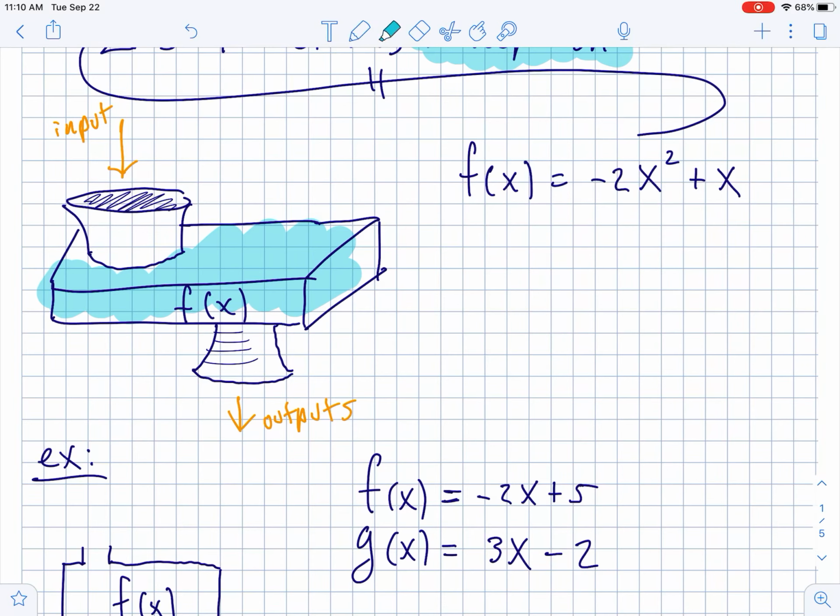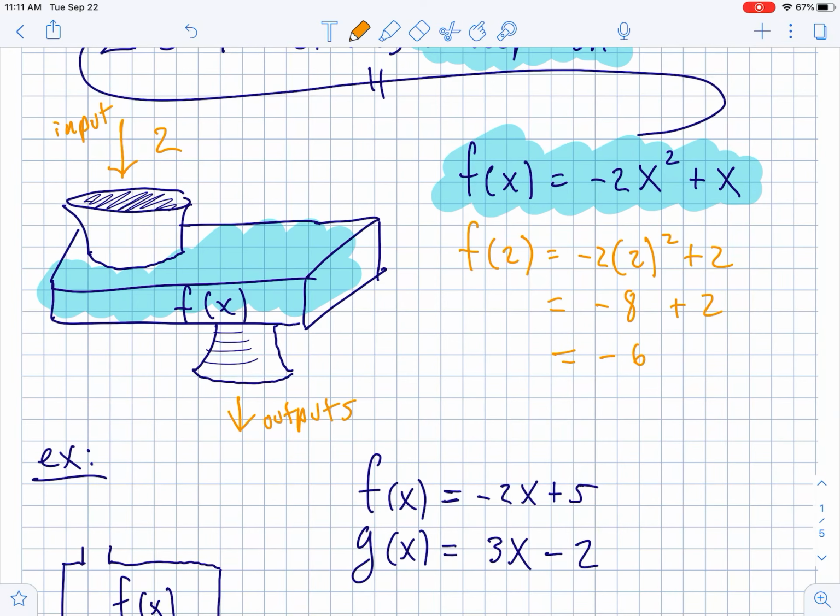So, in this particular example I made up, f of x equals negative 2x squared plus x. Let's say I drop in a 2 into this function. So then to find f of 2, you would do negative 2 times 2 squared plus 2. That's too many 2's. I should have chosen a different number. So this is 4 times negative 2, which is negative 8, plus 2, which equals negative 6. So f of 2 is negative 6. So if I dropped in that 2, out of it would come a negative 6. Input and output.